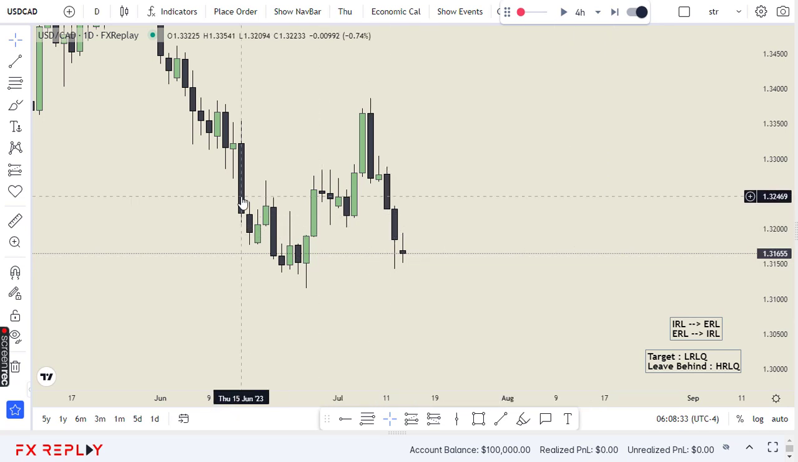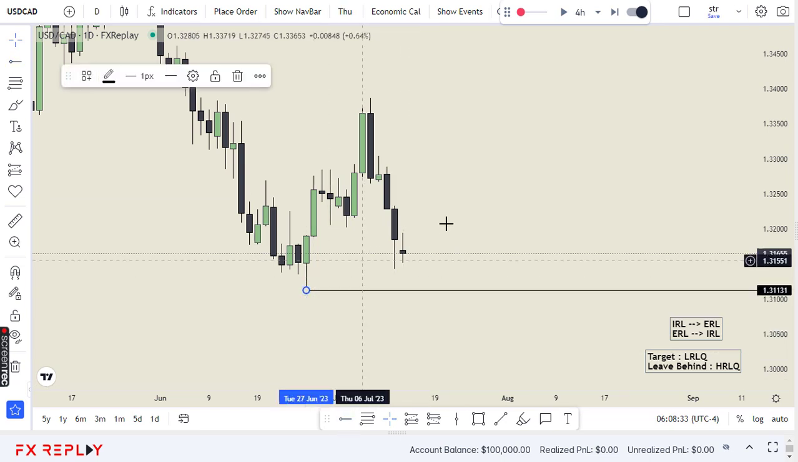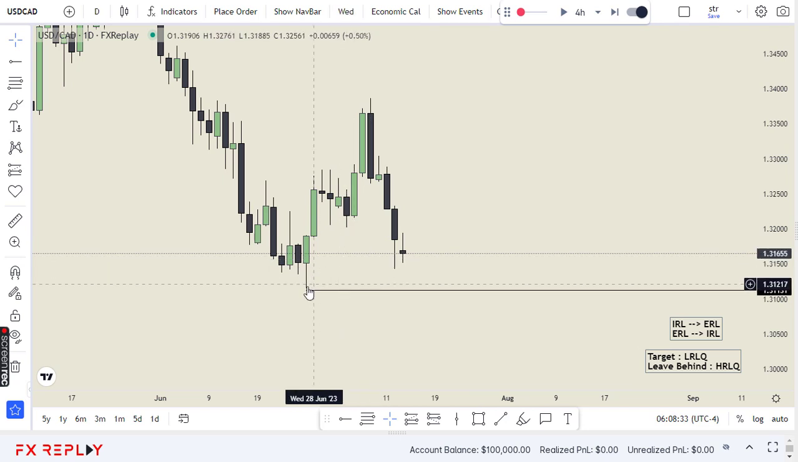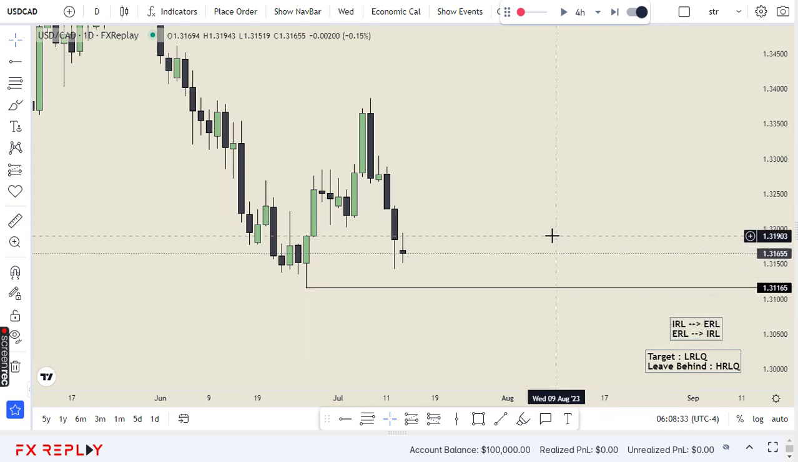This is the daily chart. So we have external liquidity right here. Now we wait for price. We don't do anything here. We wait for price to either hit internal liquidity or hit external liquidity, and then target this or this, right? So we don't do anything right here.